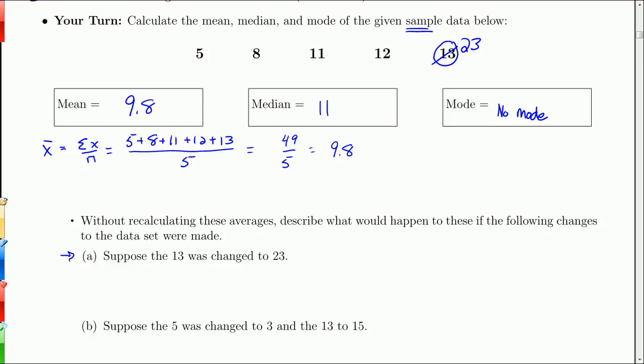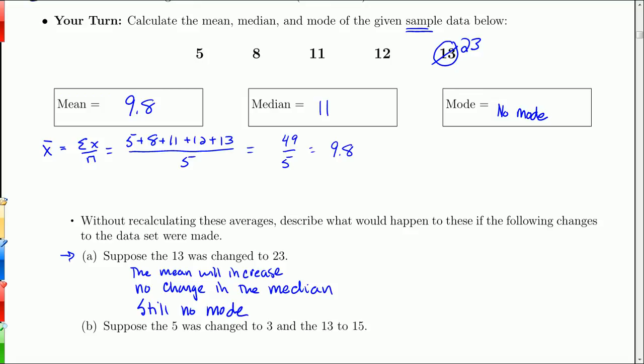Well, if you look at that, the sum of all the x's is going to get much bigger, and the mean is going to increase. So the mean will increase. The median is still going to be 11, so there's no change in the median. And the mode, there is still no mode. So notice the mean was affected by this extreme value, but the median was not.